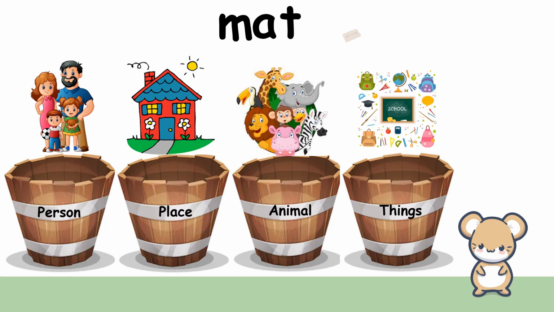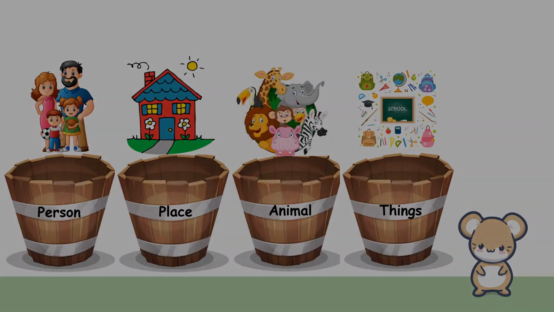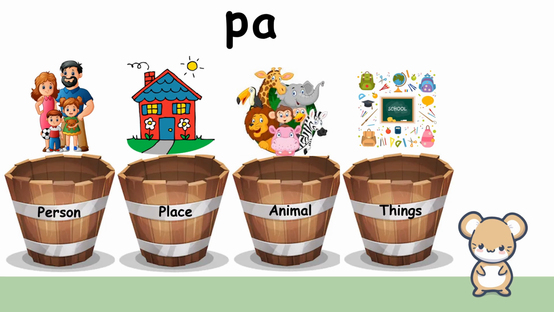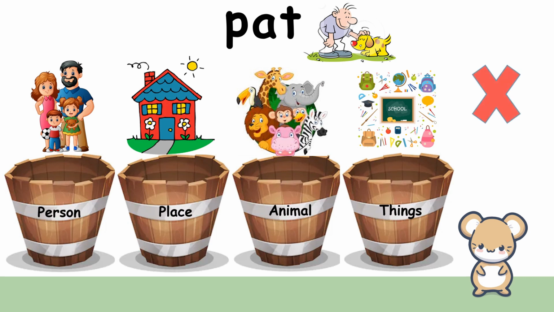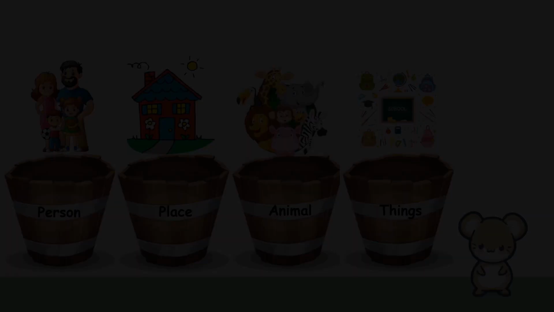Mat. Oh, I have a mat in my house which is near the door. Good guess. Well done. Let's move on to the next one. Pat. What is pat? Is it a person, place, animal, or a thing? No, it's an action. Oh, the man is patting the dog. So it's not a person, not a place, not an animal, and not a thing. It's an action word.